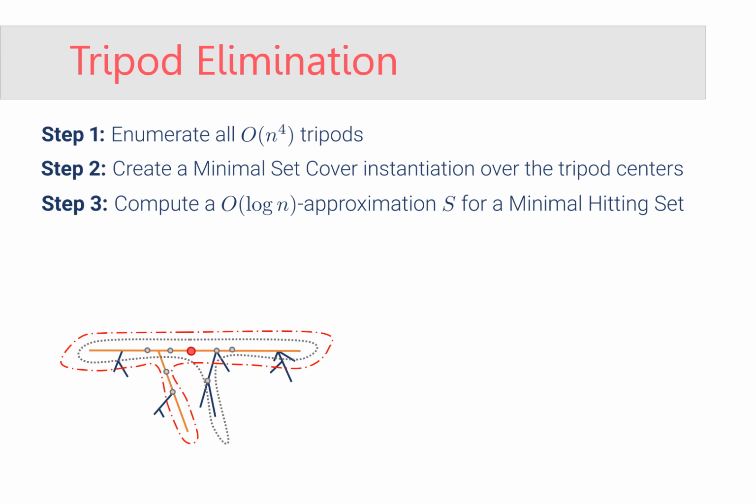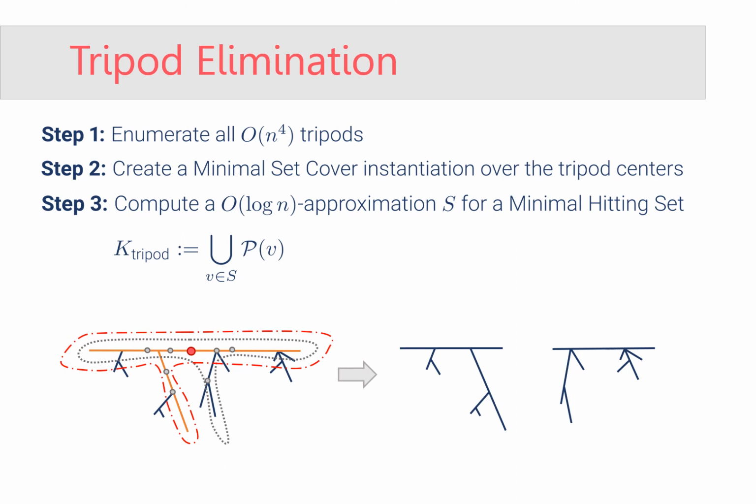We can compute a log-n approximation to this set cover problem. In this case, just this one red central vertex is enough to get rid of all three of the tripods. And that's what we get. We set the outliers responsible for the tripods as a union of the Voronoi cells centered at the set cover of the tripod centers.